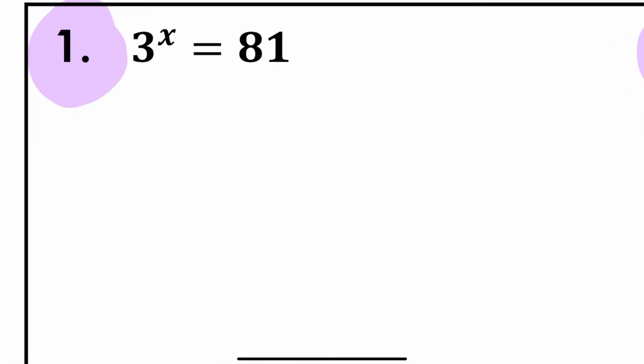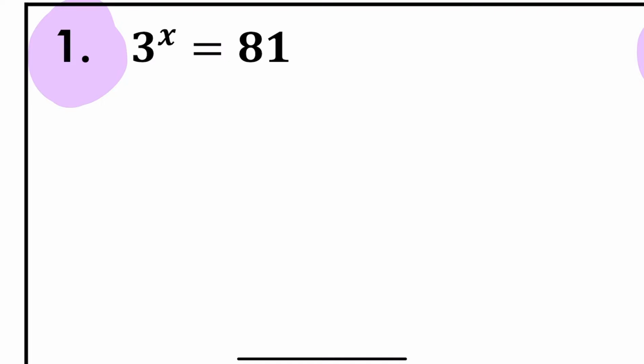All right, we got 3 to the x, and then 81. Okay, looking at this, I see that my base is going to be 3. I know 3 will go into 81. So this is going to be my base. Therefore, I need to change 81 to have a base of 3.